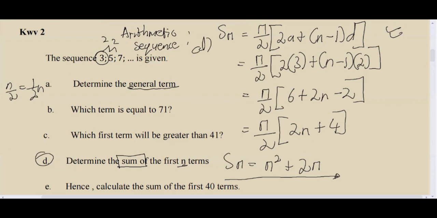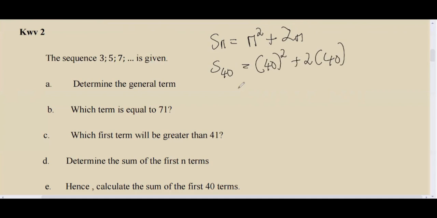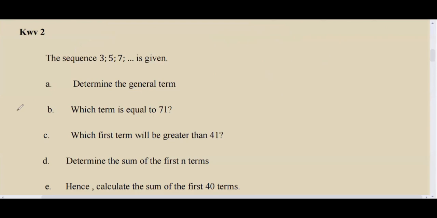Now E says, hence calculate the sum of the first 40 terms. Remember, our Sn is equal to n squared plus 2n. Then to calculate the sum of the first 40 terms, that's 40. Where there is n, I substitute 40. Then just like that, I will have my sum. So the sum of the first 40 terms is 1,608. Then let's proceed.